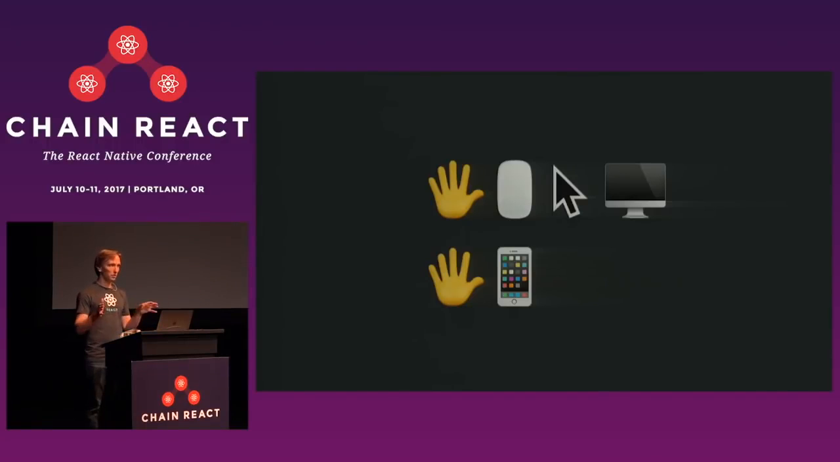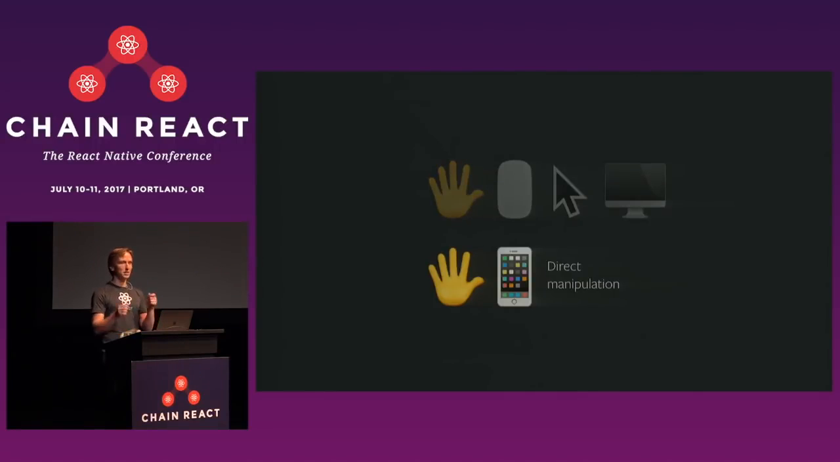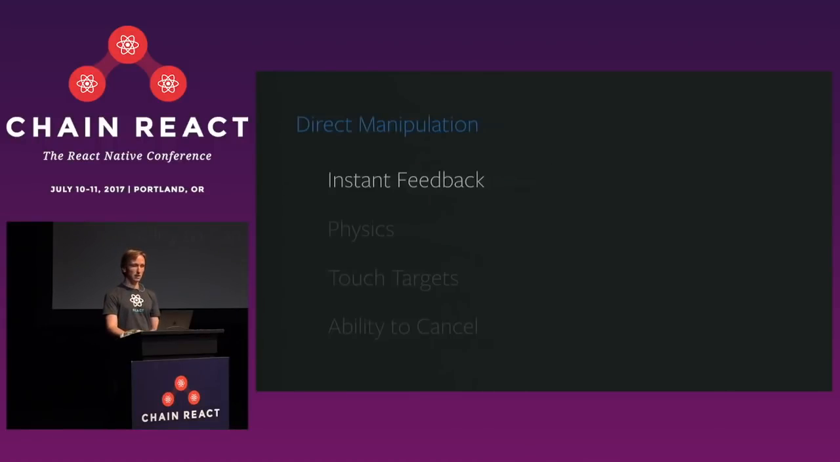Well, it all goes out of the window when you go to mobile devices. The way a touchscreen works is that it creates this illusion of direct manipulation. Instead of having a piece of hardware that connects to a pointer, you're directly manipulating stuff on your screen. And this has 4 main implications. First, we need instant feedback.